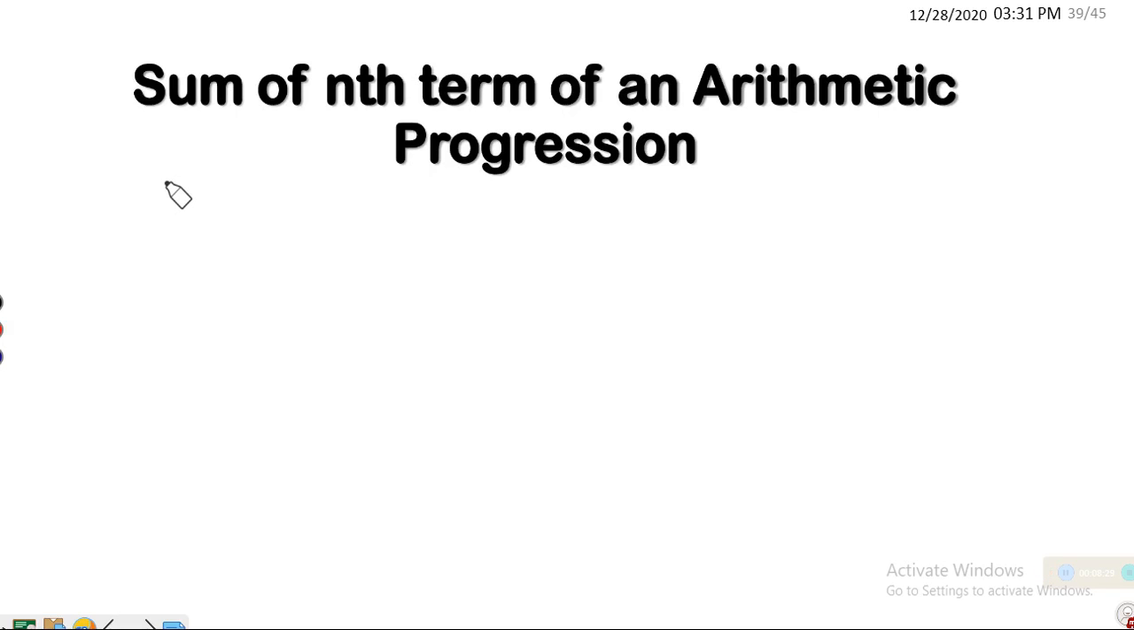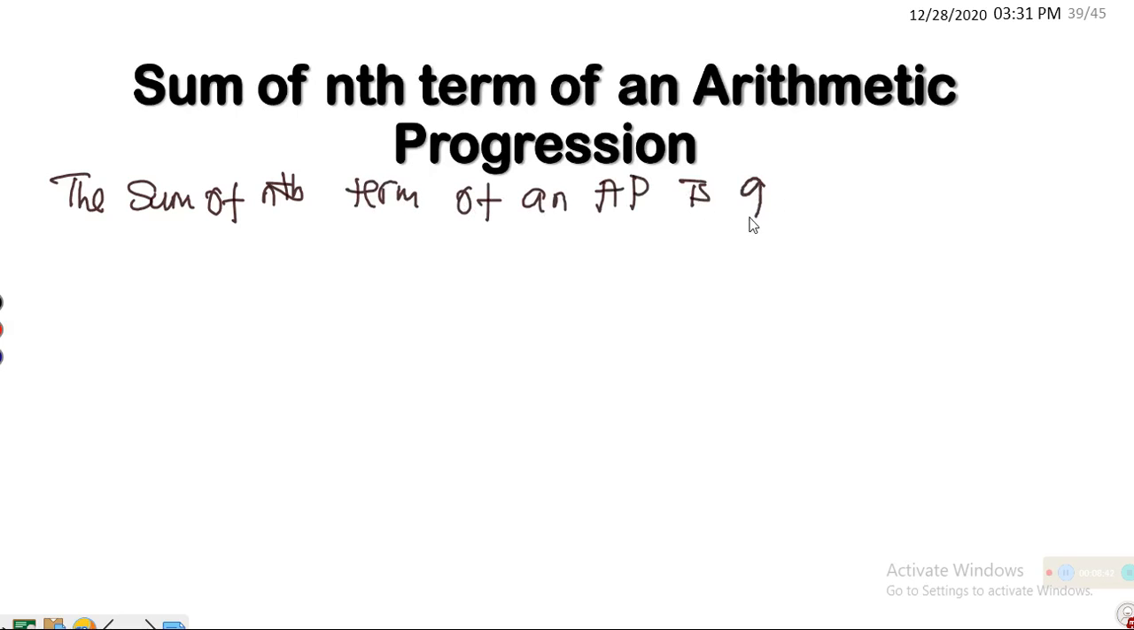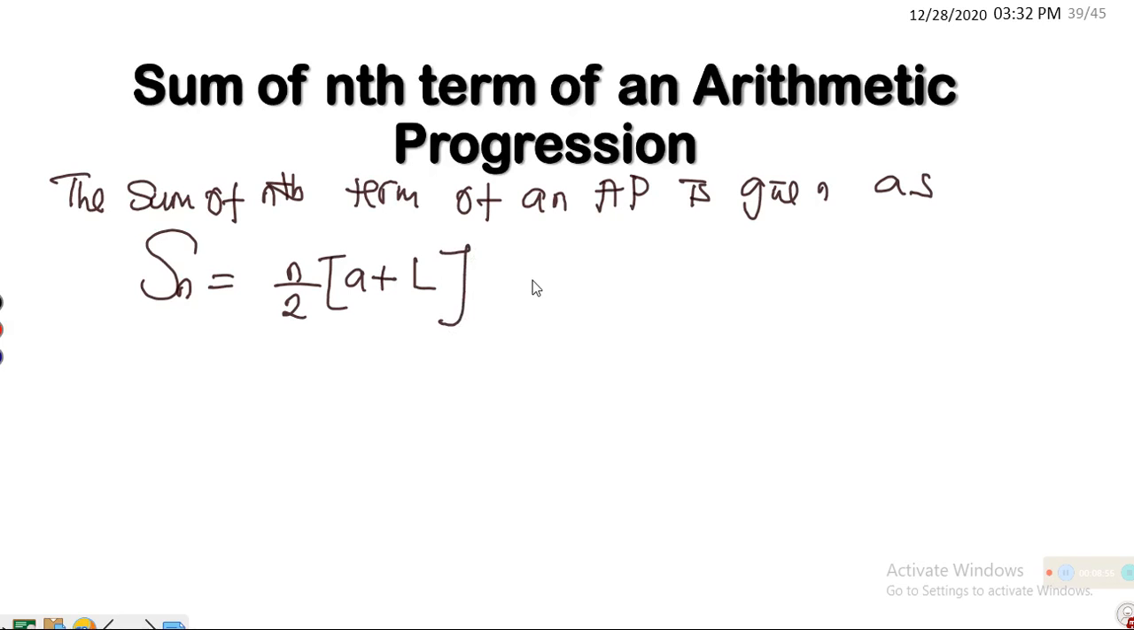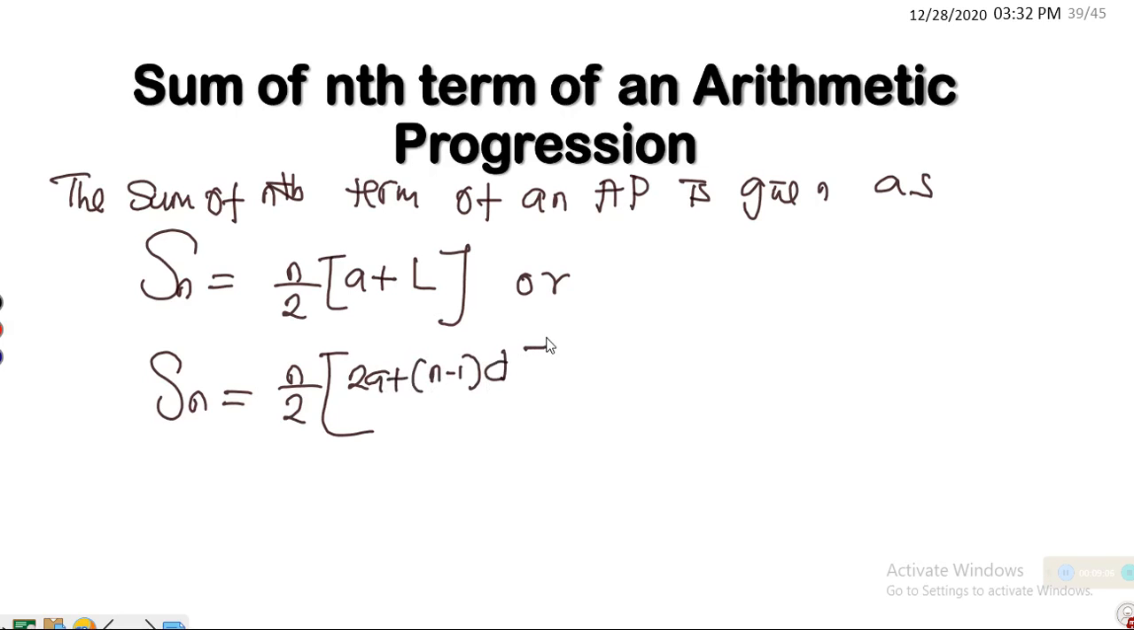Okay. So the formula for the sum of the nth term of an AP is given as Sn equals n all over 2 into (A plus L), or Sn equals n over 2 bracket 2A plus (n minus 1)d.